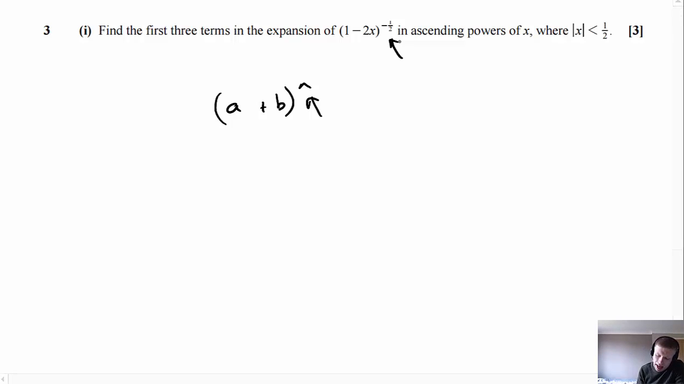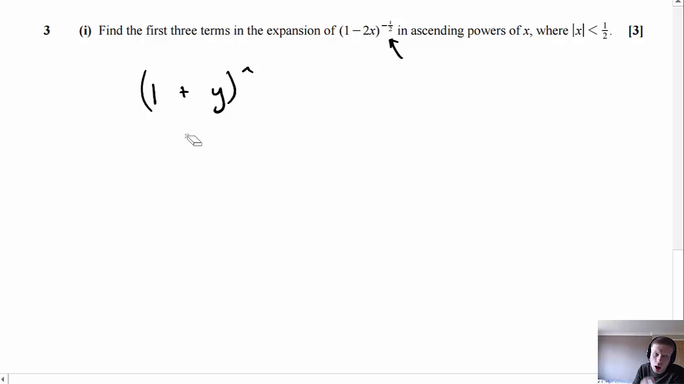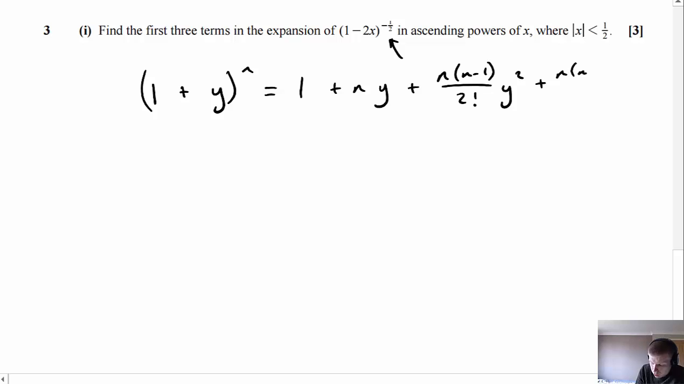In order to do that, we have to put the thing we want to expand in the form of 1 plus something, to our power. This is the crucial form. When we expand that out, it's just going to be 1 plus n times our something, so our power times our something inside, our y, plus n times (n - 1) over 2 factorial times y squared, and then plus n times (n - 1) times (n - 2) over 3 factorial times y cubed.